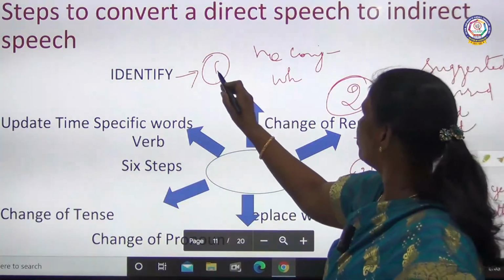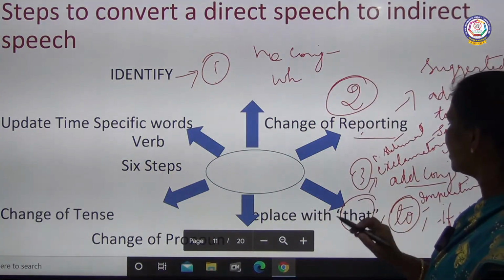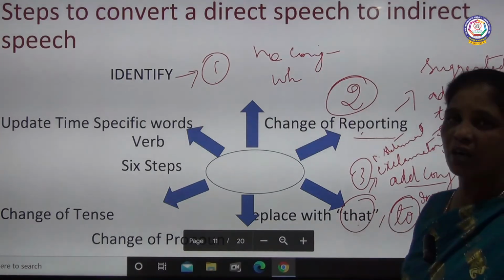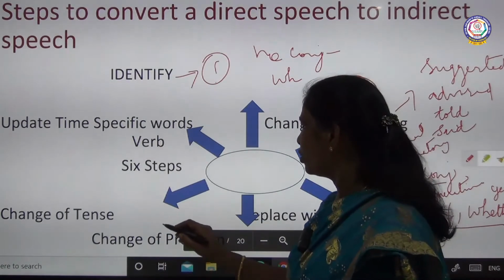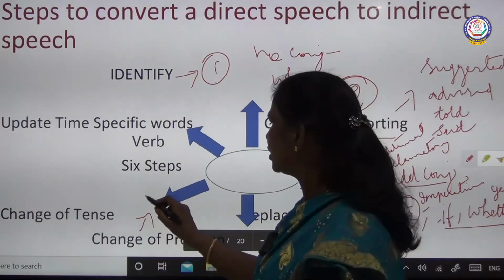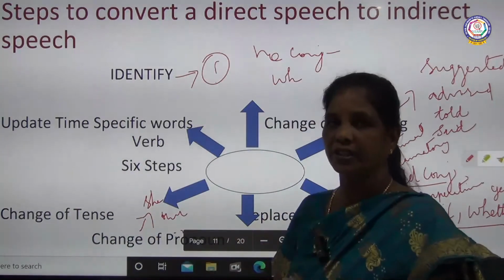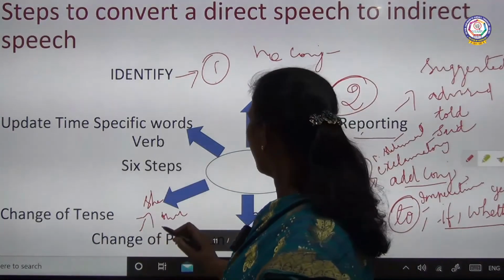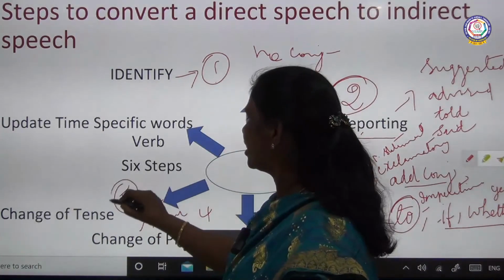So, first you will be identifying, second you will change the reporting verb, and third you will be adding that conjunction, and you will remove the comma and quotation, and you will change the pronouns. So, pronouns like she, who, ours, will be changed according to the sentence. This is your fourth one, and for the fifth one there will be a change in the tense.